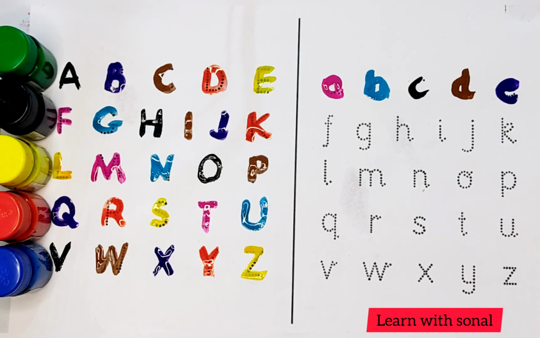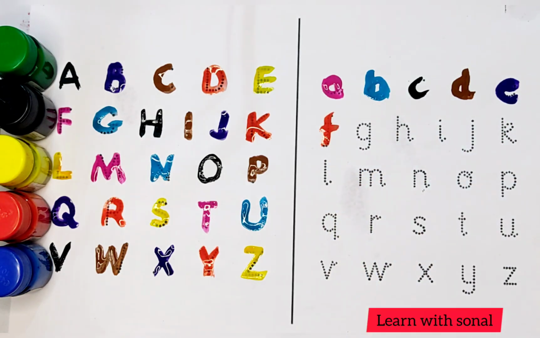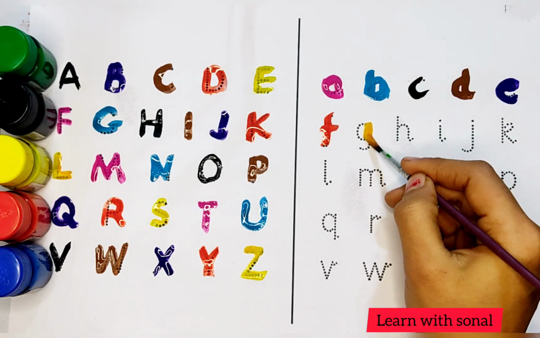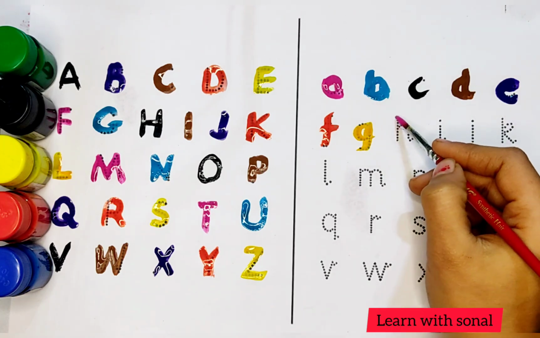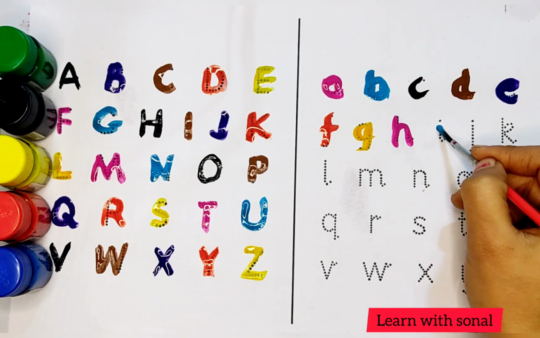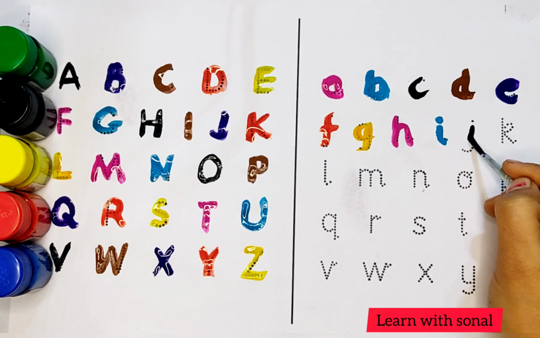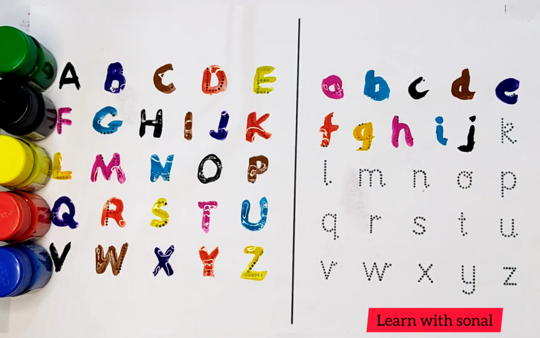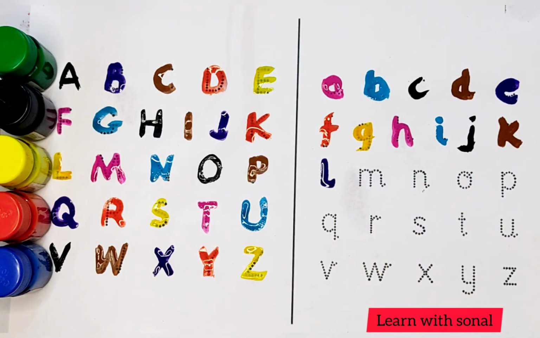E for eagle. F for fish. G for girl. H for horse. I for ice cream. J for jug. K for king. L for lotus.